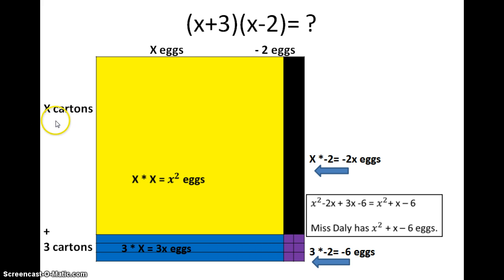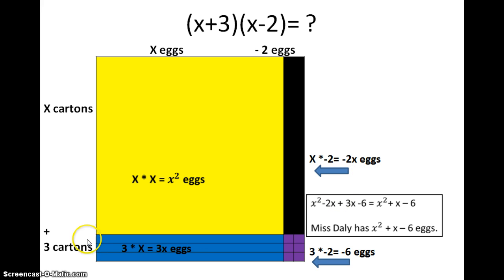So we have our unknown number of cartons, x cartons, times our unknown number of eggs, x eggs, x times x equals x squared eggs. Now over here, in those unknown number of eggs, we're missing 2 eggs in each, or those unknown number of cartons. So x cartons times negative 2 eggs, as you can see here, gives us minus 2x eggs.